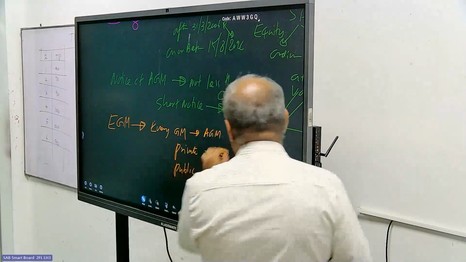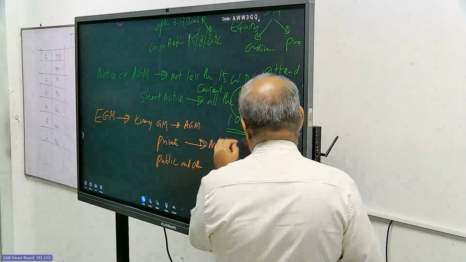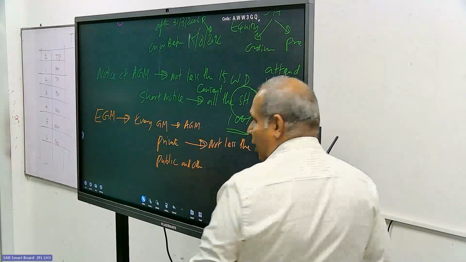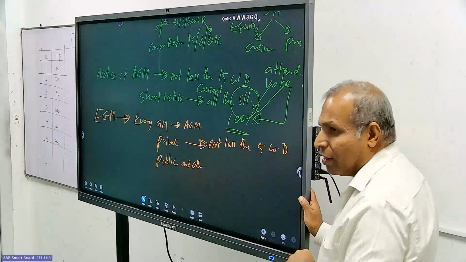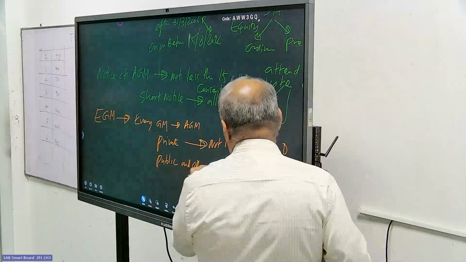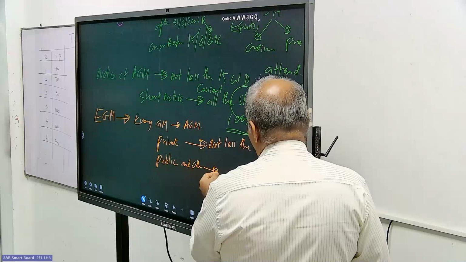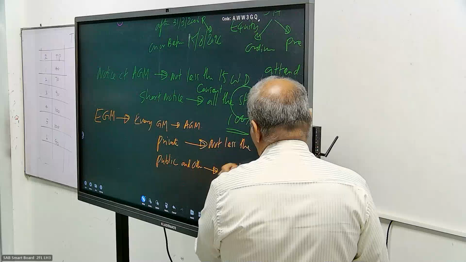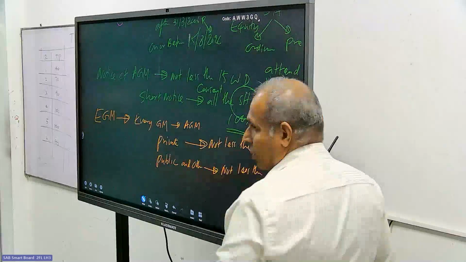If it is a private company, not less than 5 working days notice to be given. If it is a public and other companies, they shall give not less than 10 working days notice. 5 and 10.